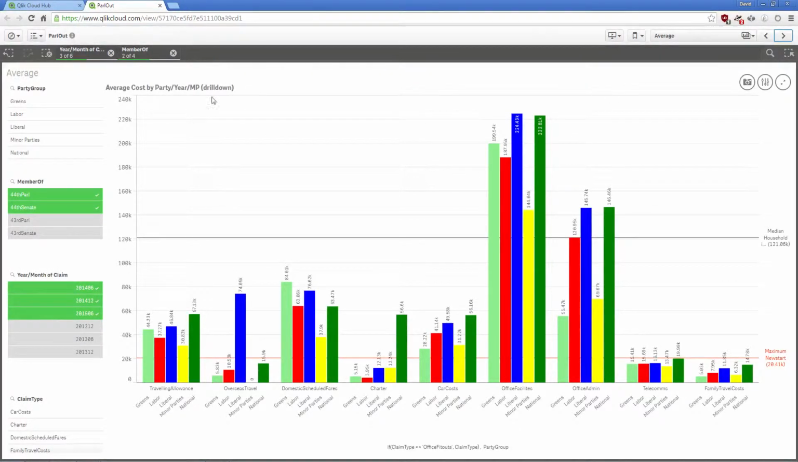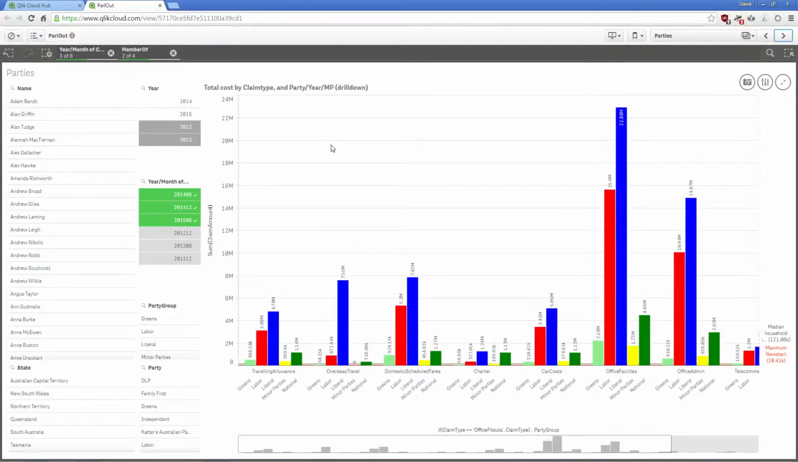Here we've got the average cost again by party. We see that, funnily enough, the overseas travel is flipped, although not probably to the same extent that it was with Bob Carr. This is again just an average. This is an average by member. Travelling allowances, sort of the charters again, the Nationals stand out. Office admin, they're all spending quite highly, as you would expect on an advertising slush fund-ish sort of thing.